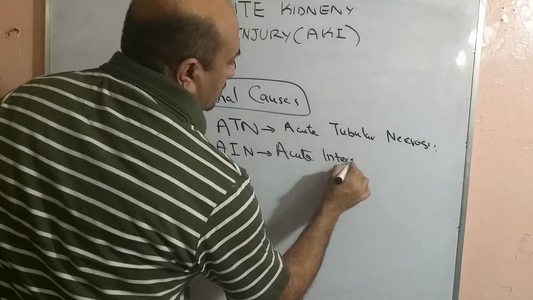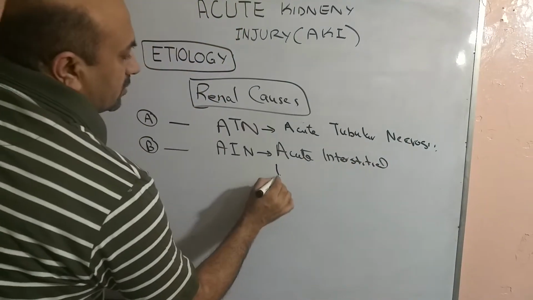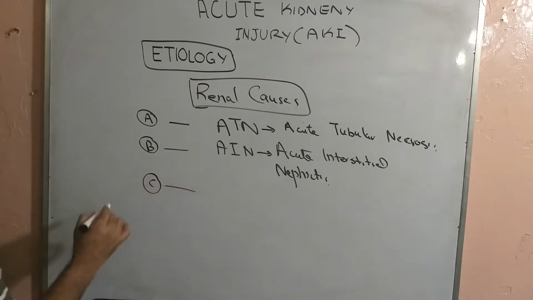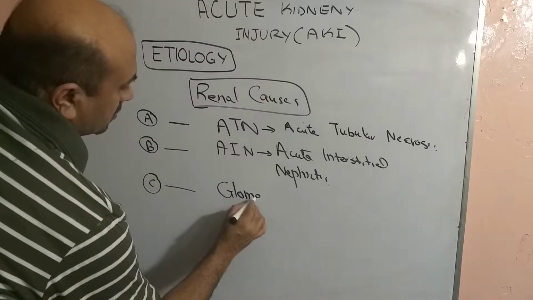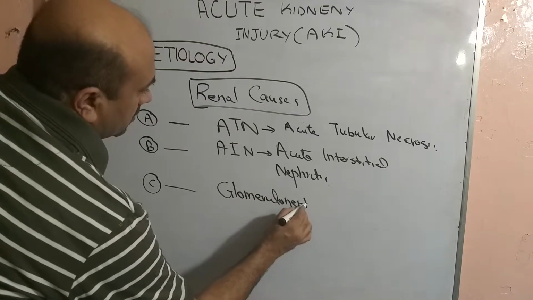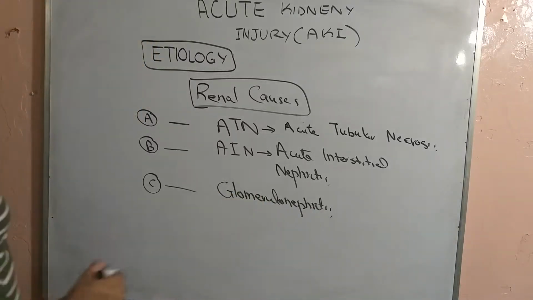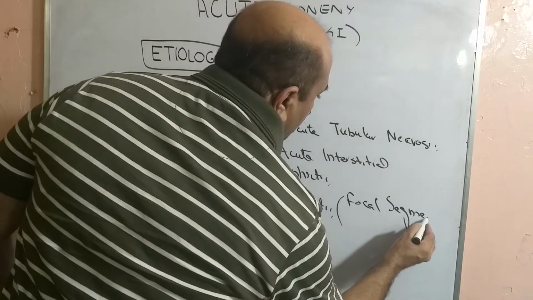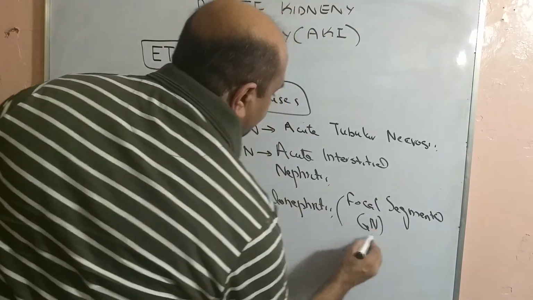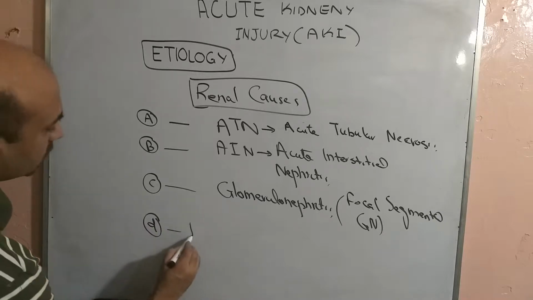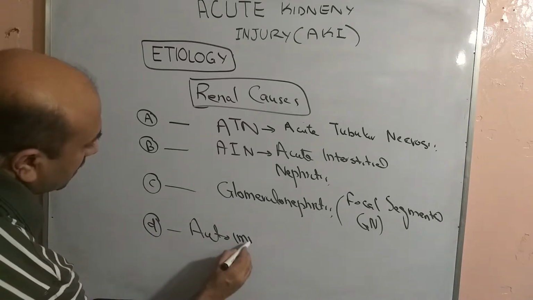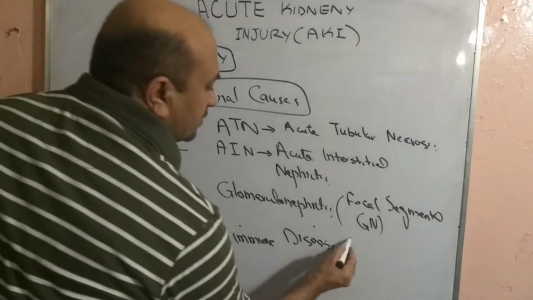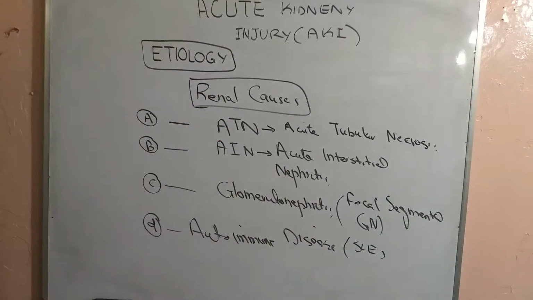Acute interstitial nephritis. Third one is glomerulonephritis. Glomerulonephritis. And especially the focal segmental glomerulonephritis, and there can be autoimmune diseases like SLE and scleroderma.